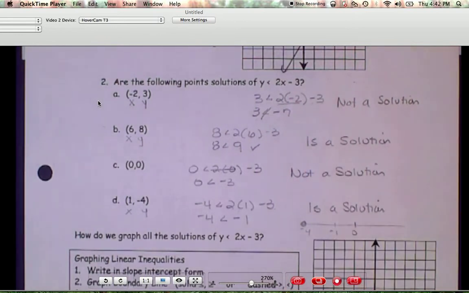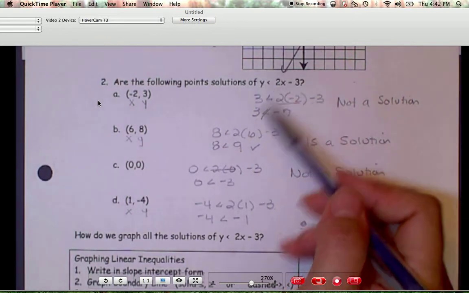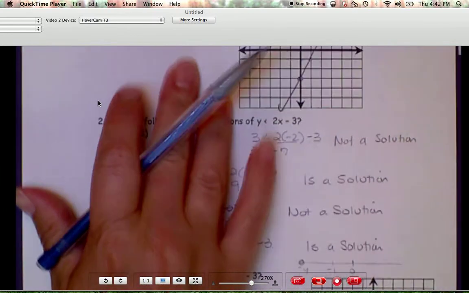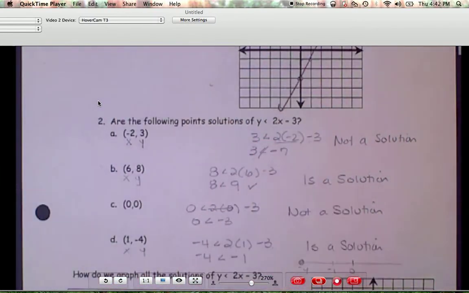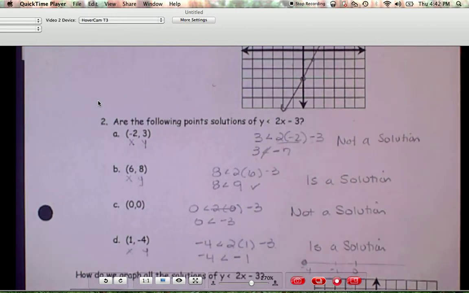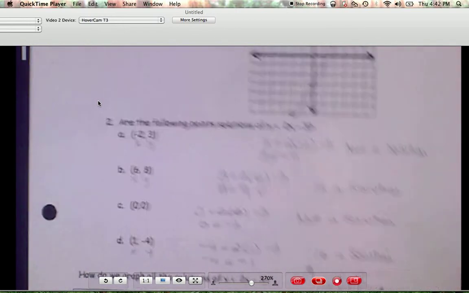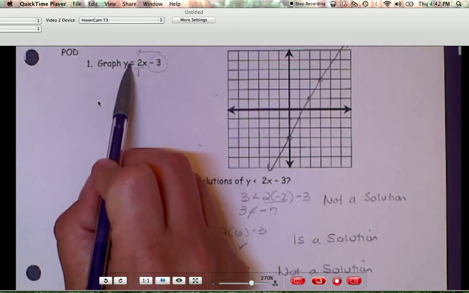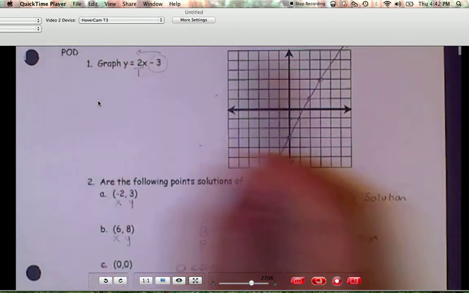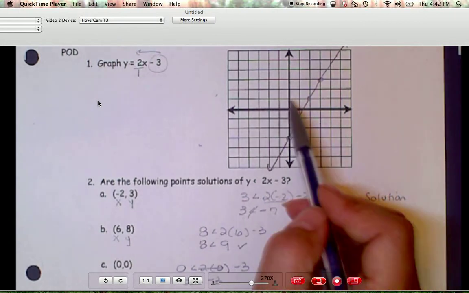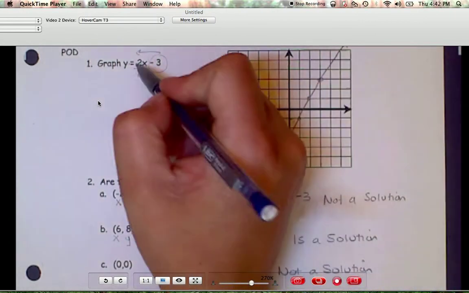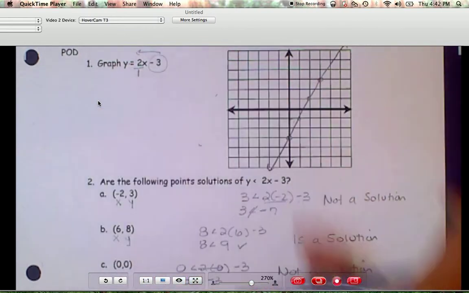Now basically we're going to combine these two skills, plugging in values to see if it is a solution or not, and graphing using slope-intercept form. We're going to use those two skills today to graph linear inequalities. So this is an equality. We have an equal sign. When we graph these, we just draw a line. There's no shading. And the line represents every single point that is true for this equation.